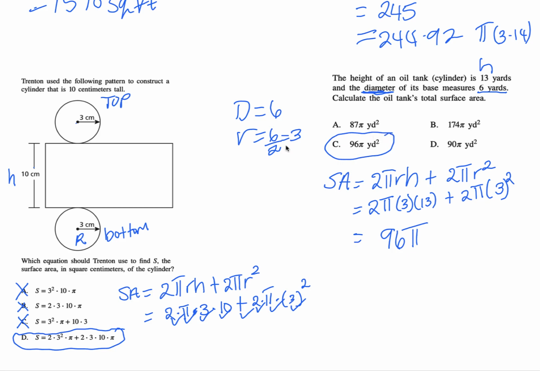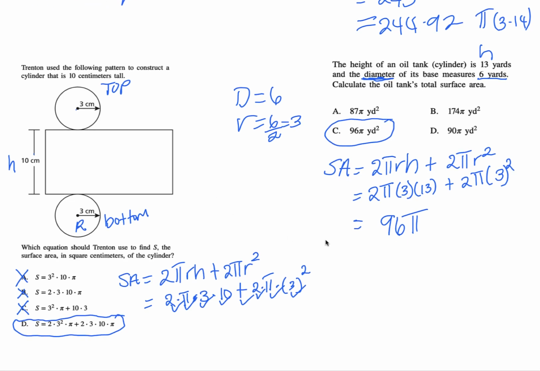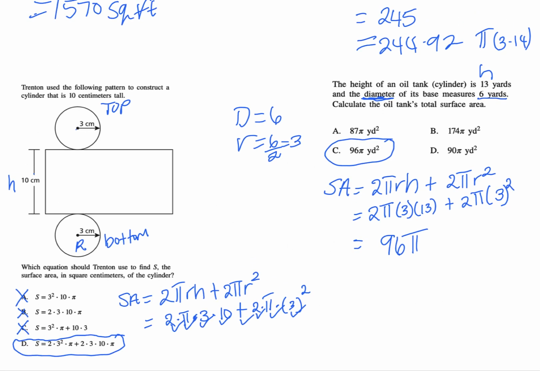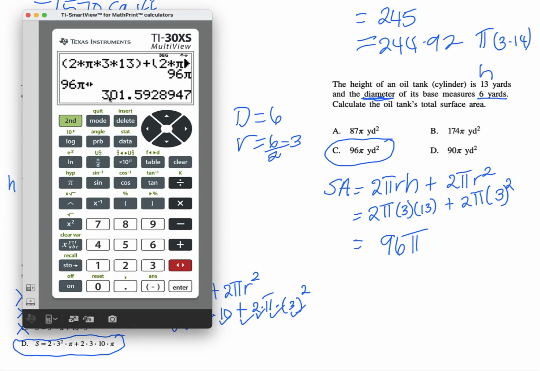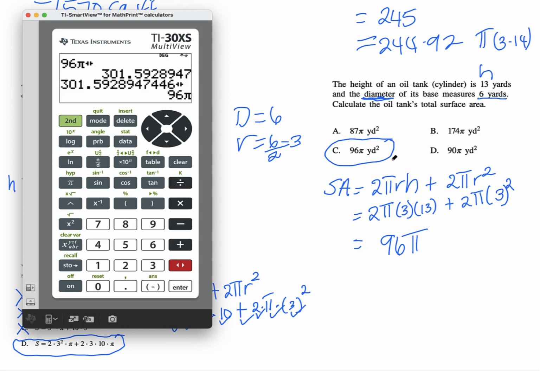So not always will they want a numerical answer. This is why I usually use pi, but if they wanted it to be numerical, you would just press the toggle. Then notice the toggle is giving you a numerical answer, which is 301. But they did not want that. They wanted their answer in pi. So that's what I calculated it as, 96 pi.